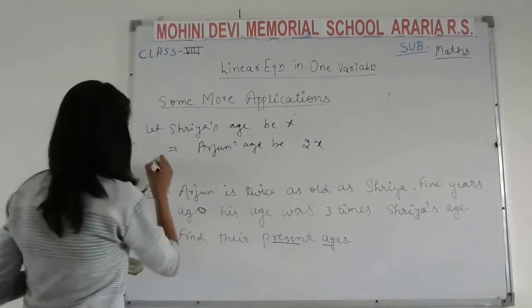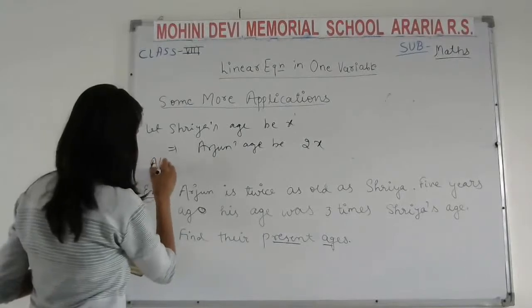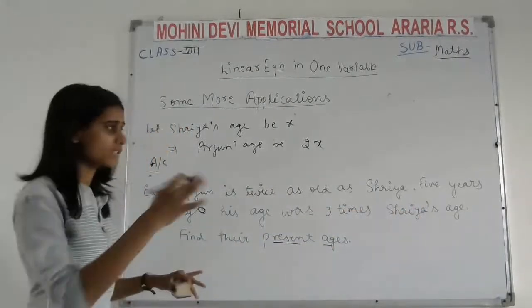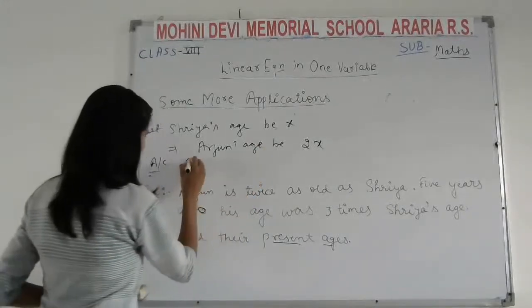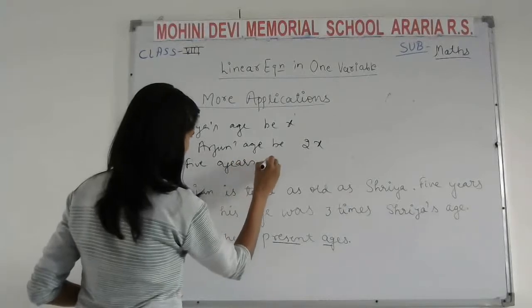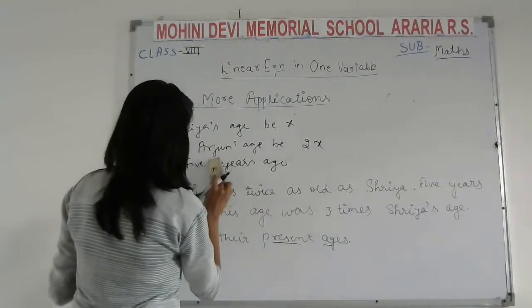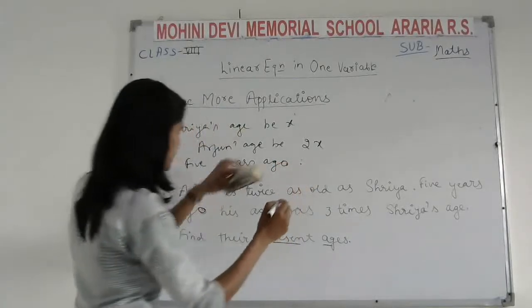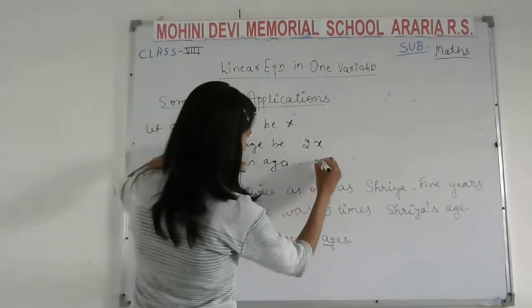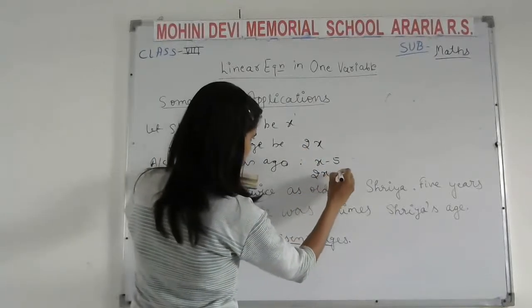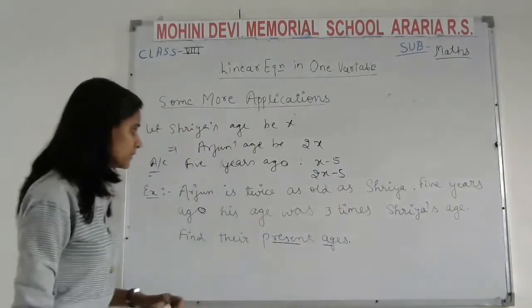Now, according to the question, another statement says 5 years ago, means 5 years back. 5 years ago, their ages will be: Shriya's age will be x minus 5 and Arjun's age will be 2x minus 5. Understand?